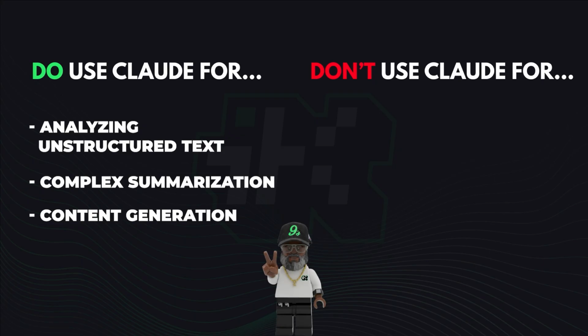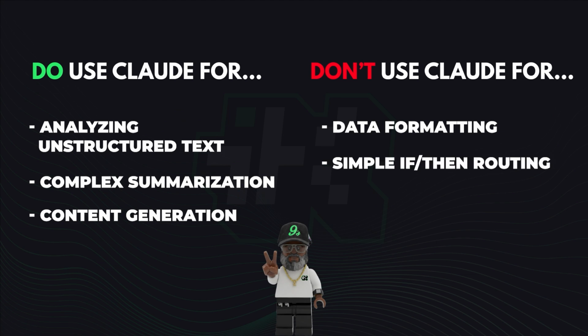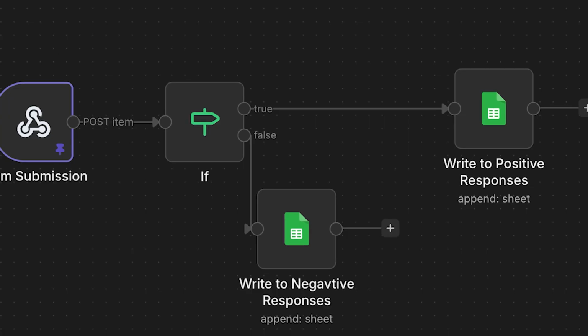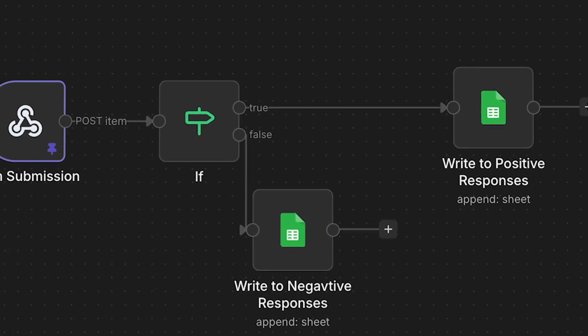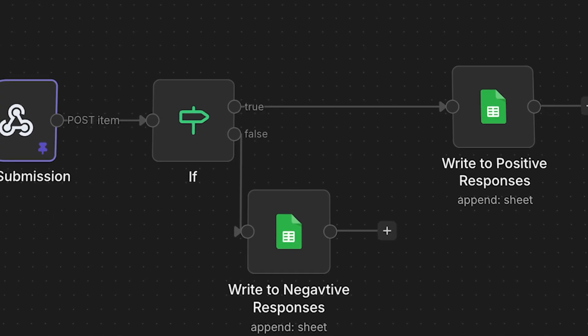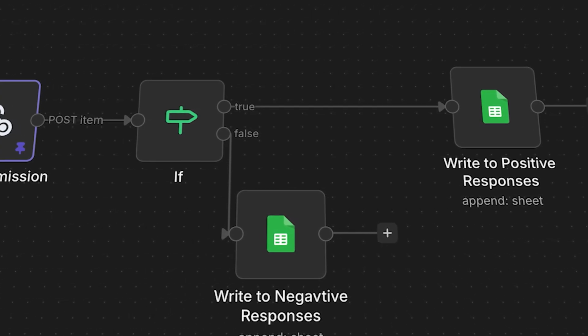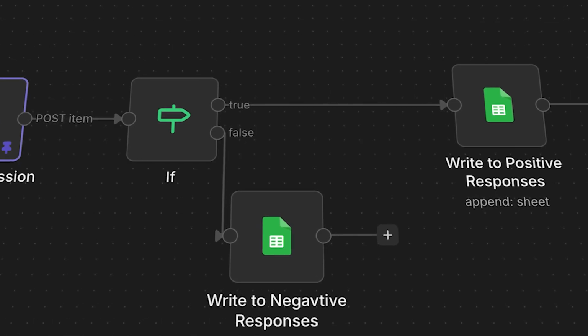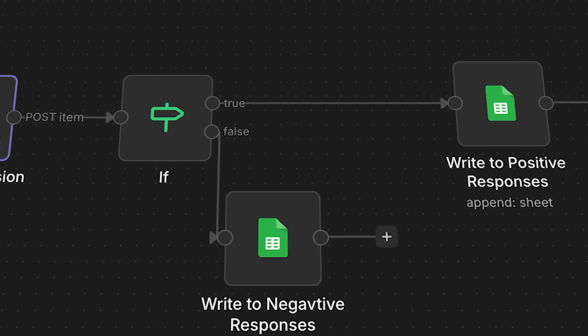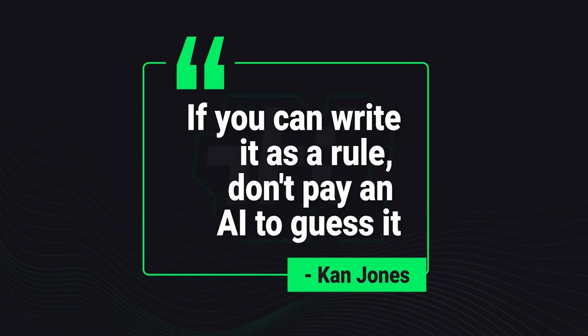Don't use Claude when you're just doing simple data transformations. Routing based on a dropdown, formatting a date, checking if a field is empty, things like that. Here's a real example. If your form has a multiple choice question, was this training helpful, yes or no? And you route yes responses to one sheet, no responses to another, that's an if node, free. If you can write it as a rule, don't pay AI to guess it.